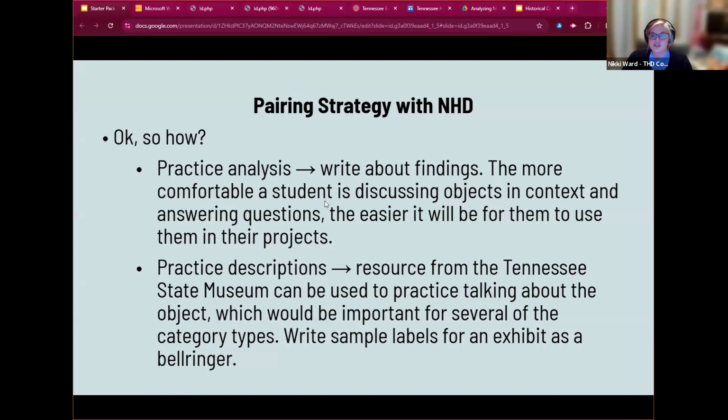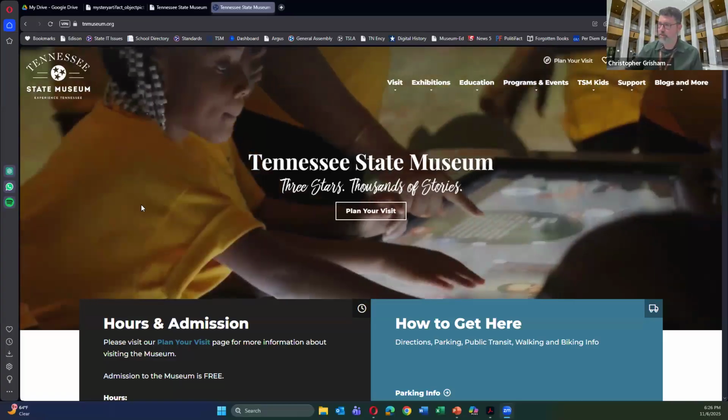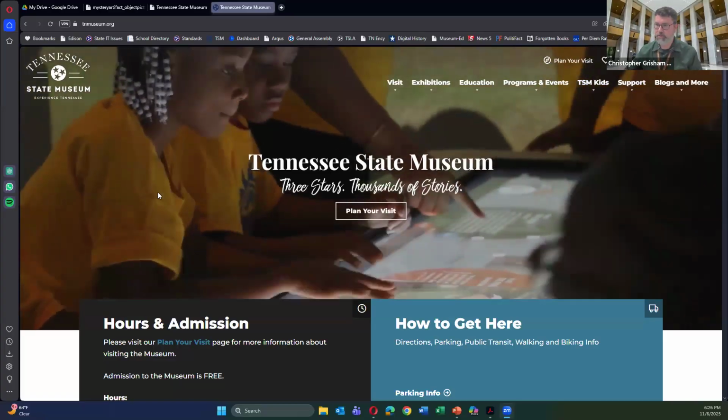Chris, I was going to ask you to share how they can find out about traveling trunks. I'll stop my share so you can share if you'd like. And how can they come see you at the museum? I know that you offer virtual programs too. Yes, we do. So a couple of ways, if you can see my screen there.